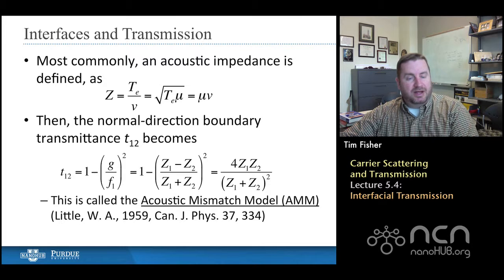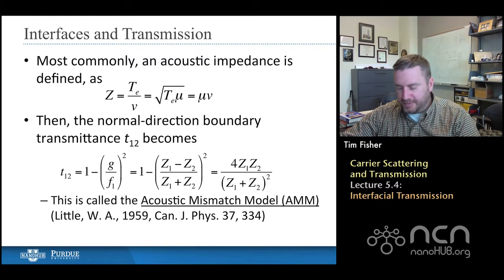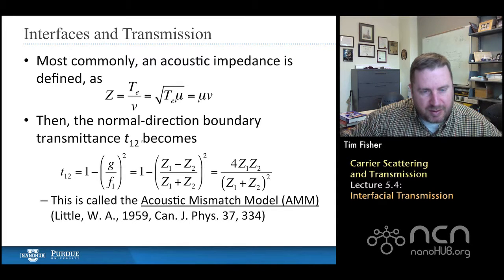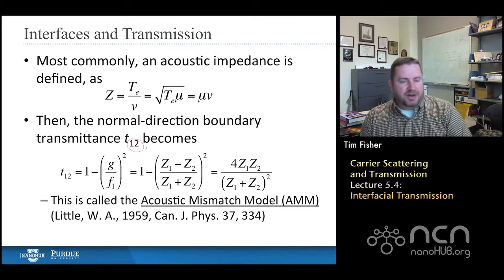So then we look at this transmittance, I'm going to call it. This is again an energy-based function. That's the fraction of energy that is transmitted from medium 1 to medium 2. So that's what this subscript 1, 2 signifies. And we're going to start to see a lot of subscripts when we deal with interface problems. So it's important to keep track of them.